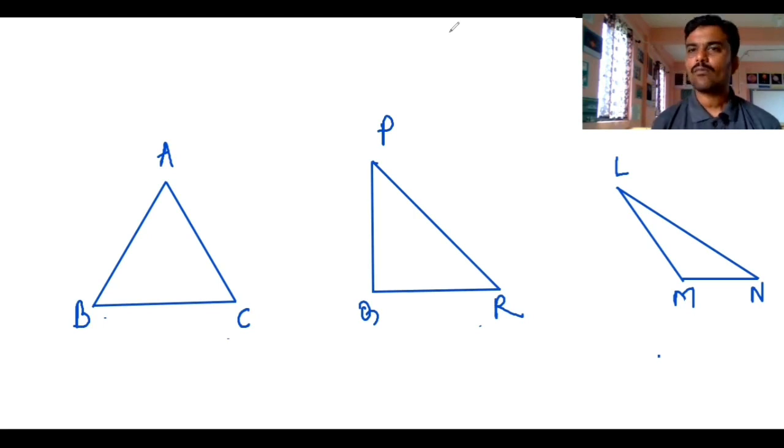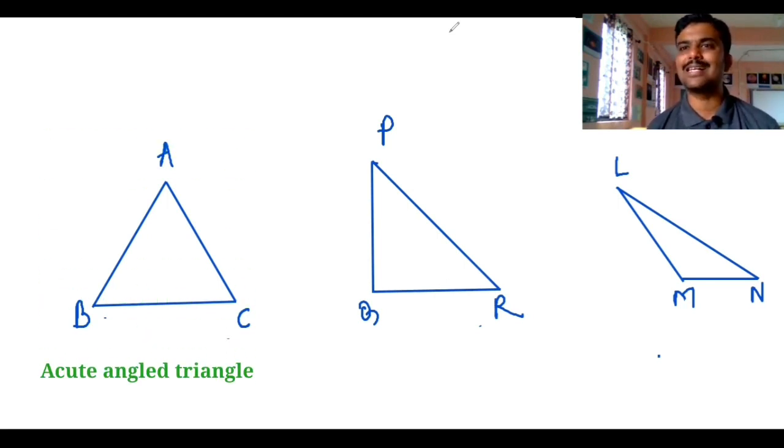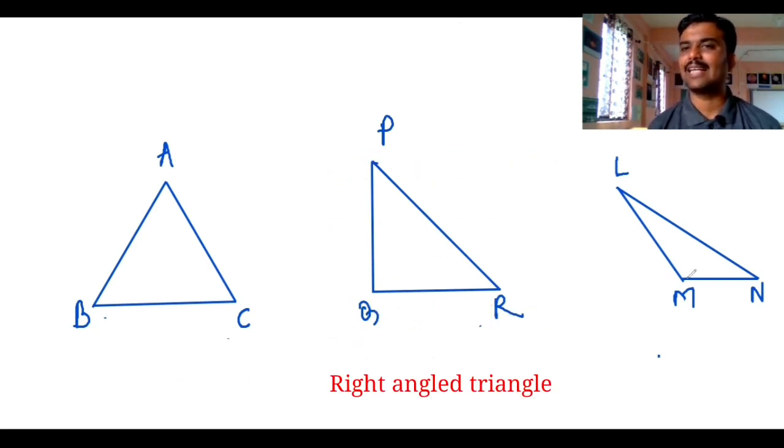So let's start. Look here on the screen. There are three figures. The first figure is called an acute angle triangle. The second one is the right angle triangle, and the third is the obtuse angle triangle.